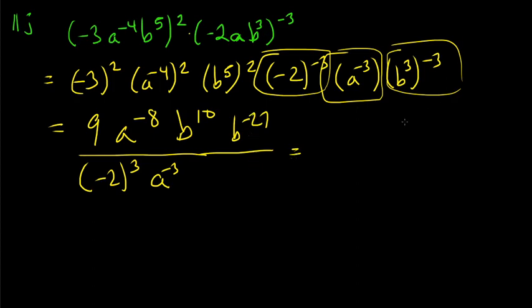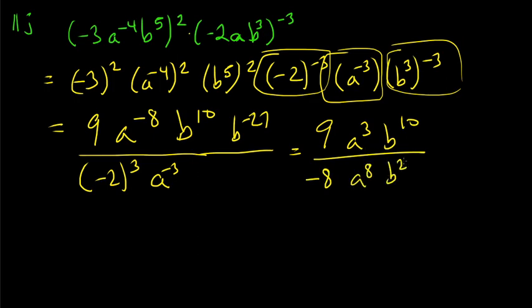In fact, let's do that with all these, right? So we have 9 times a to the 3 times b to the 10. And then in the denominator, we still have the negative 2 to the 3. Well, that's negative 2 times negative 2 times negative 2, which is negative 8. And then we have a to the positive 8 from upstairs, and then b to the 27 also from upstairs, right? So now all the exponents are positives. We still have a 9 on top and the 8 on the bottom, right?